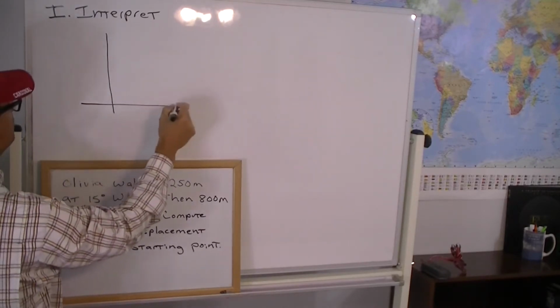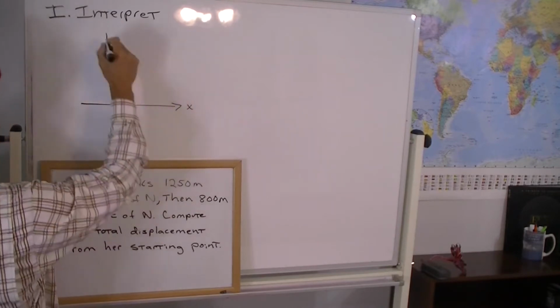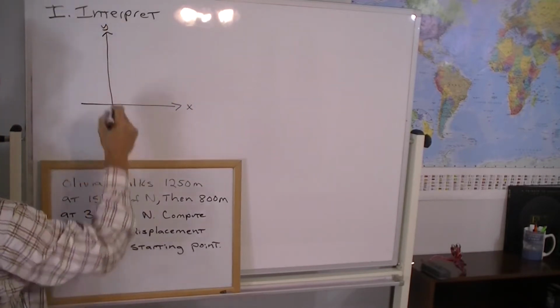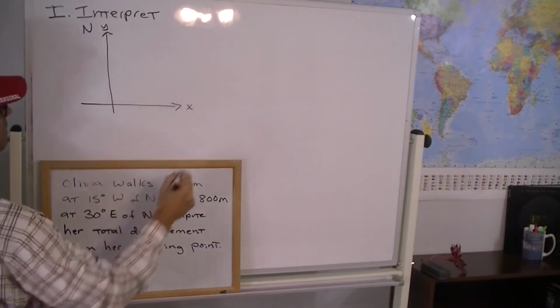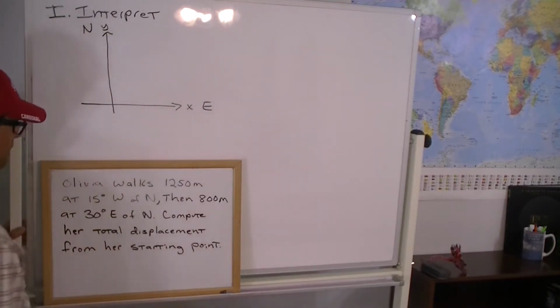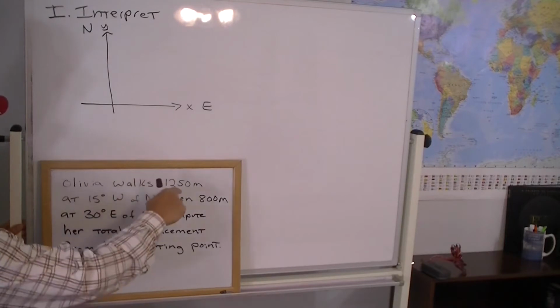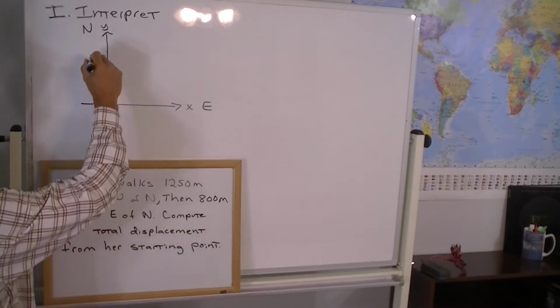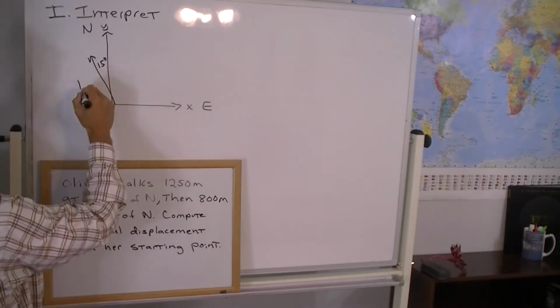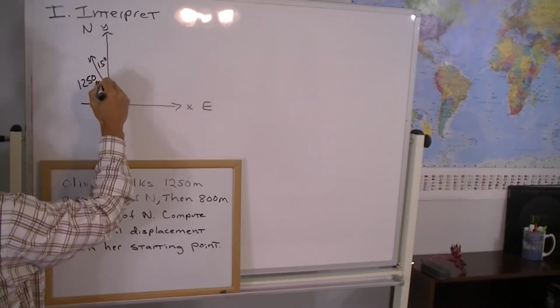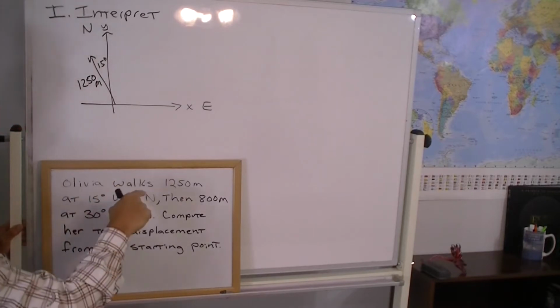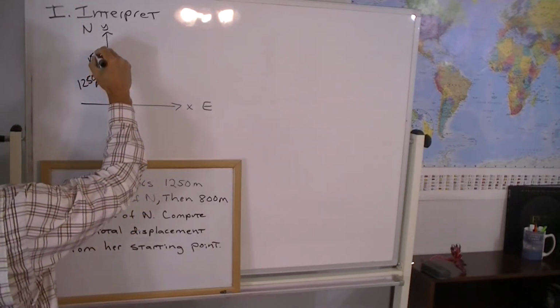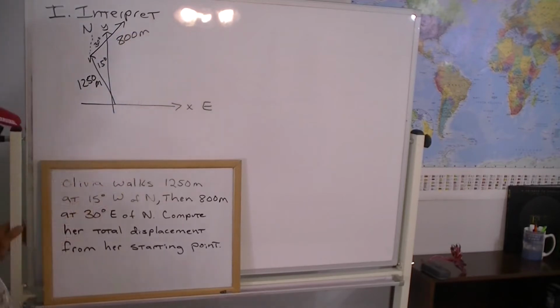So pictures often begin with a coordinate axis. So there's our XY coordinate system. Y corresponds to north on the compass. X corresponds to east on the compass. So Olivia walks 1,250 meters at 15 degrees west of north, and then 800 meters at 30 degrees east of north. And it says to compute her total displacement from her starting point.